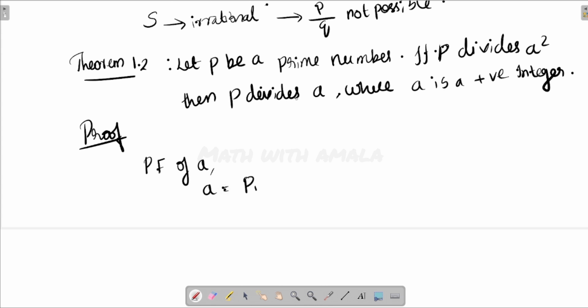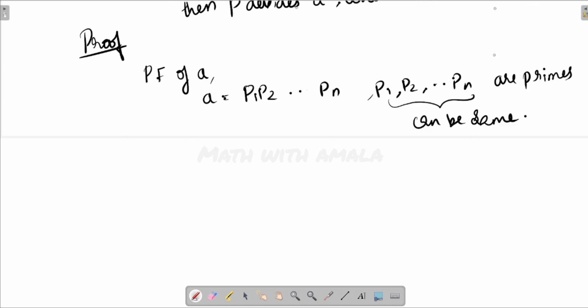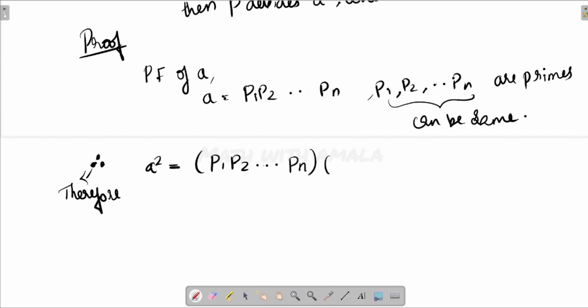Let's take the prime factorization of a. Since a is a positive integer, it should have a prime factorization p1 into p2 into etc. into pn, where p1, p2, pn are prime numbers. It is not necessary that they should be distinct. They can be the same. P1, P2 can be same, P2, P3 can be same. Likewise, they can be similar. Here I am using three dots, which means therefore. It's a simple notation for therefore.